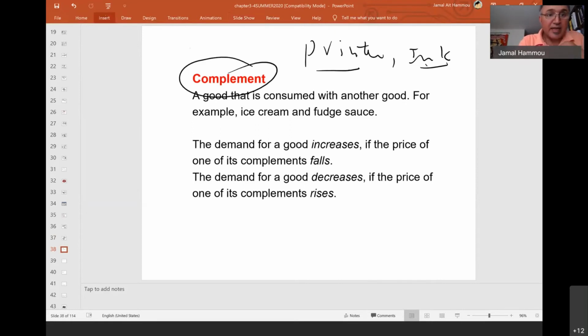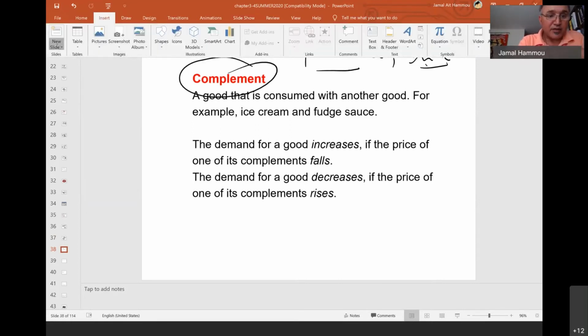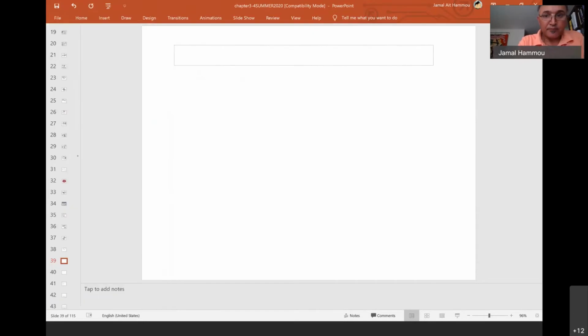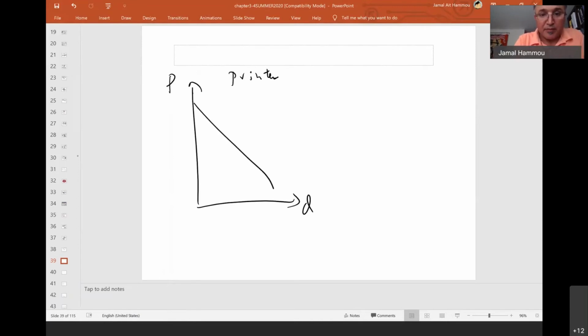So let me give you an example here. Let's say I have the printer market. You will see companies use this strategy. It's very important to understand this. So we have the printers market, quantity, and the price of a printer versus the quantity. Let's say the printer is $100 and the quantity is 200,000.